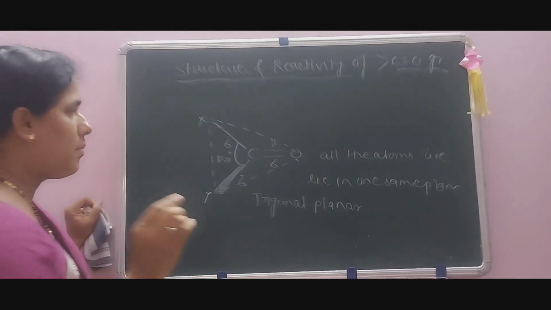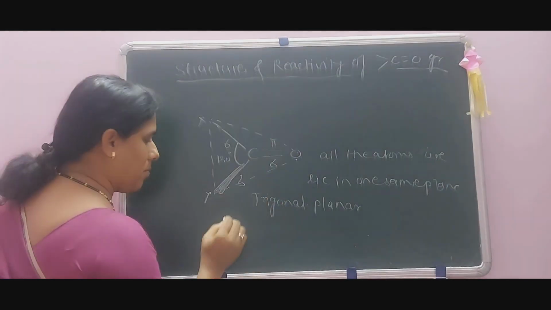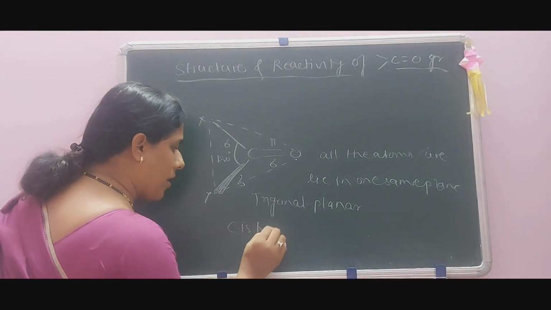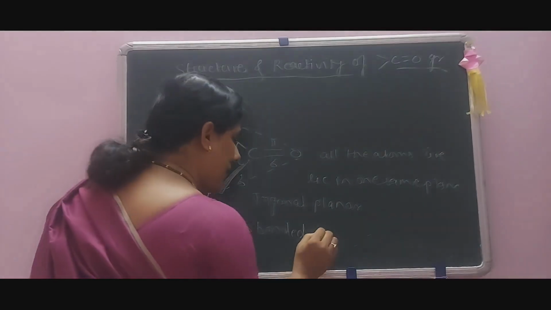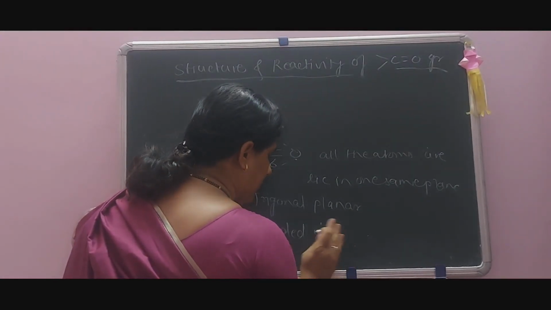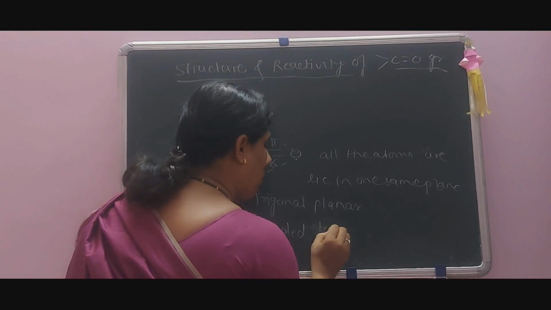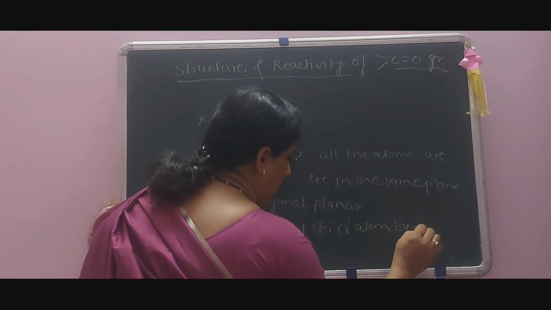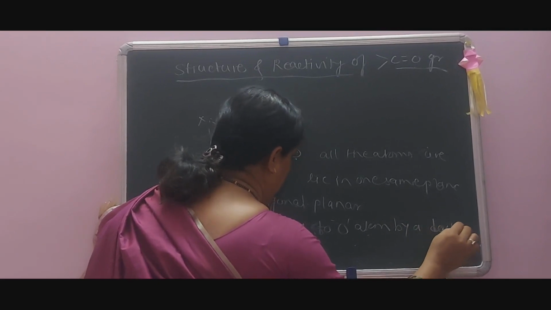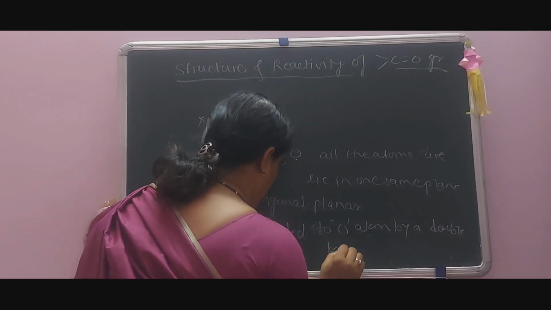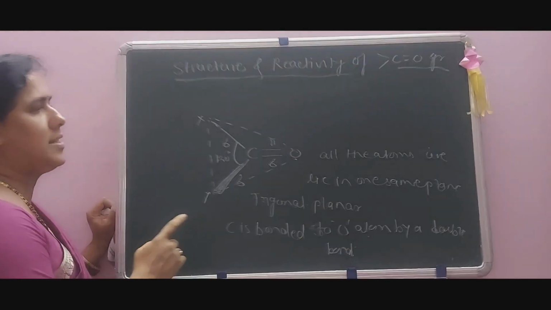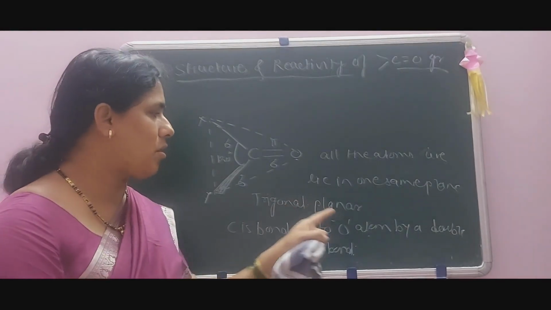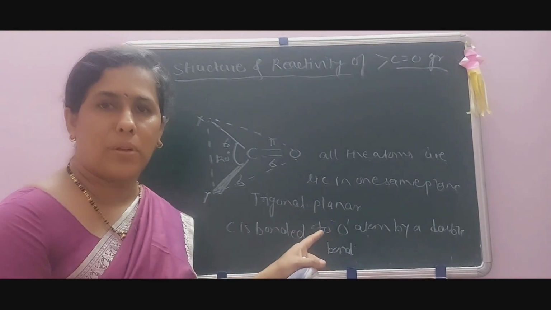Thus, the carbon atom is bonded to the oxygen atom divalently, by a double bond. Okay, this is the structure. Here is the pictorial representation of the hybridized state of carbonyl groups.